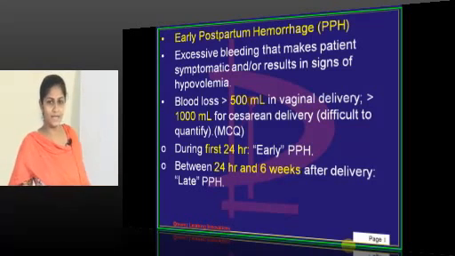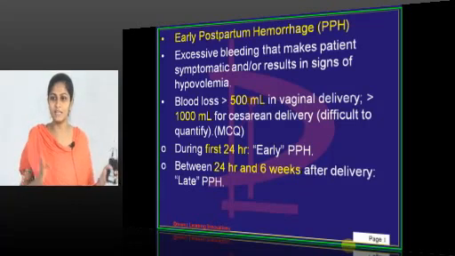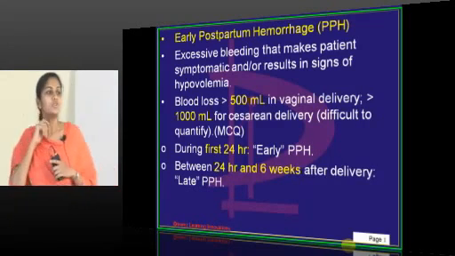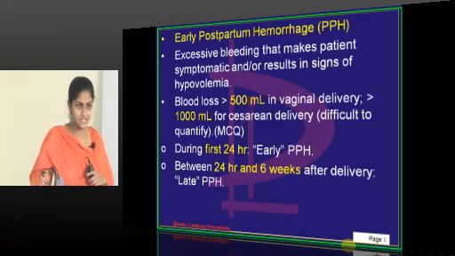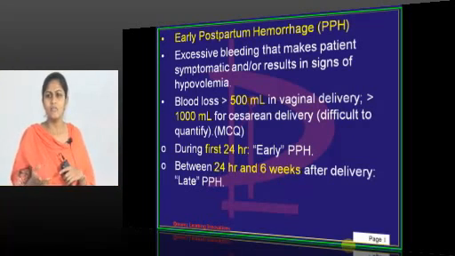How do you divide PPH? Early and late PPH. What is early PPH? When do we call it early PPH? Within 24 hours of the third stage of labor. How many stages are there? What is the third stage?